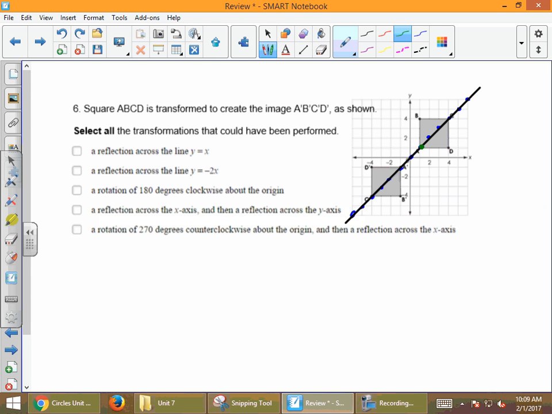No, because it's not moving. We want A to be here. Well, if it's on the line, it's not going to move. So this one doesn't work. I'm not sure, that's really tricky.